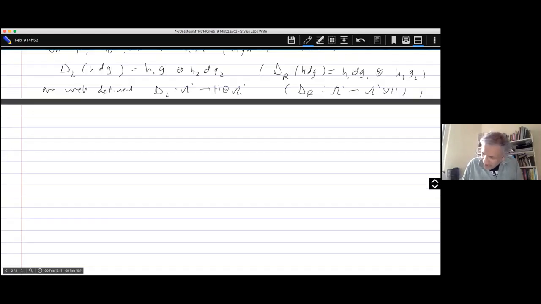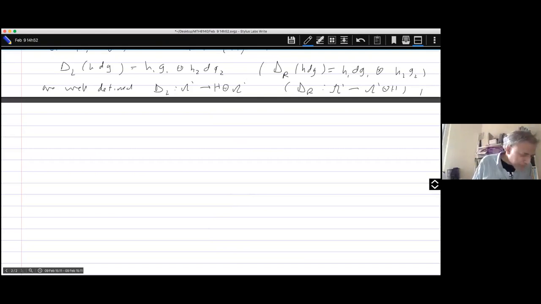Okay, so that's well defined, and in this case they become coactions. And in fact, that's when we say the calculus is covariant. So this is the analog of left and right translation being compatible with a differential structure.